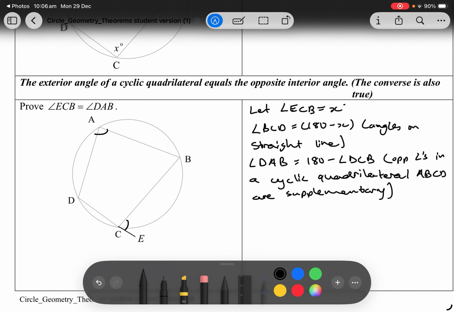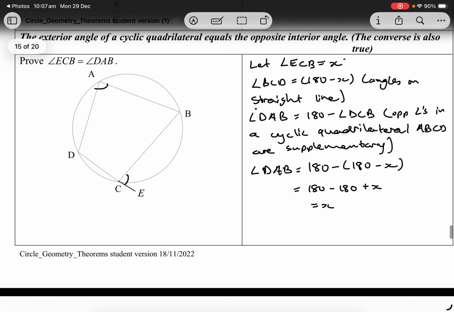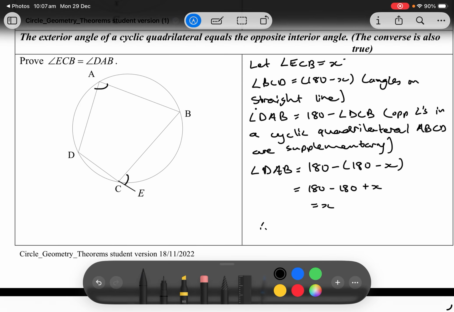Okay, so therefore we can say that DAB equals 180 minus (180 minus X). Now, if we expand these brackets, we have 180 minus 180 plus X, because we have a double negative here, which just leaves us with a size of X. So with that in mind, because DAB is the same size, X, as ECB, we can say that ECB equals angle DAB as required.